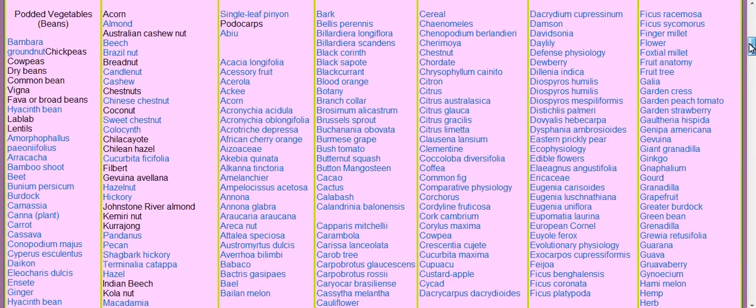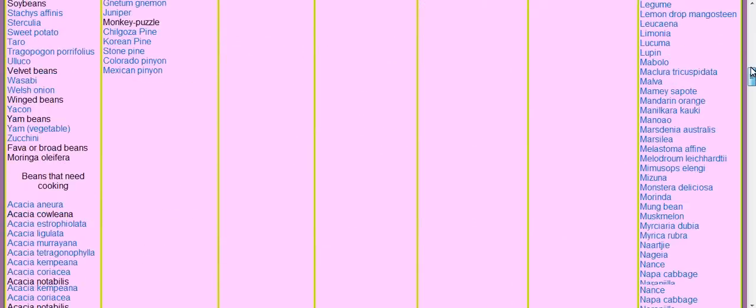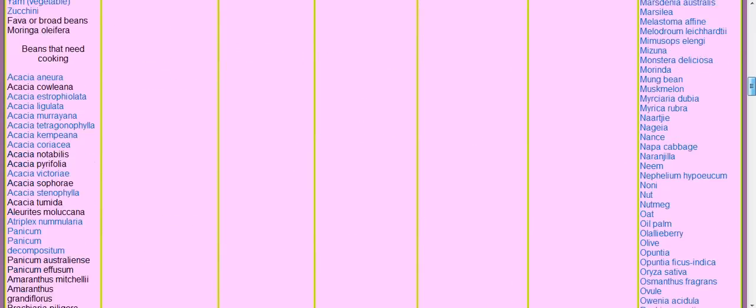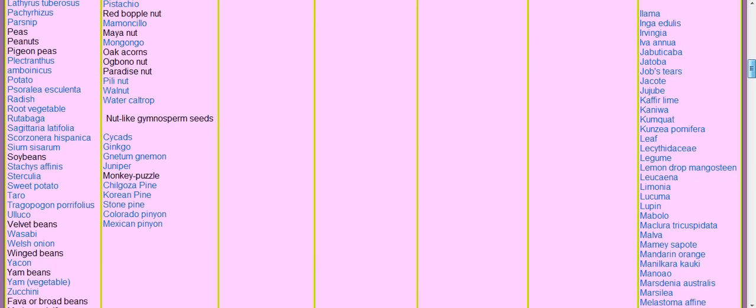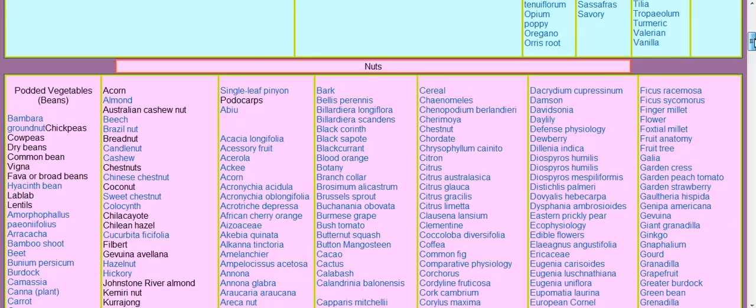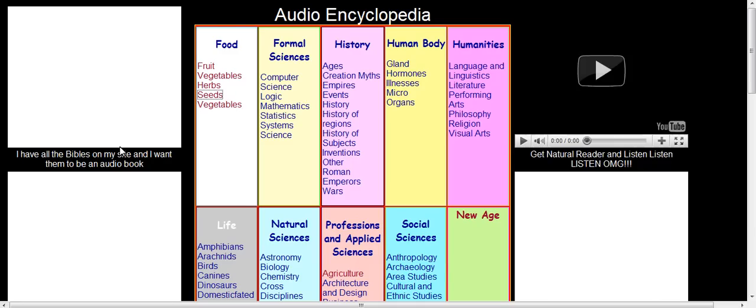And then you have nuts divided into different kinds of nuts. You have podded vegetables, which are called beans. And then you have beans that need cooking. And so, nut-like gymnosperm seeds, monkey puzzle. Ooh, interesting. Cycads. So, those are all the nuts.